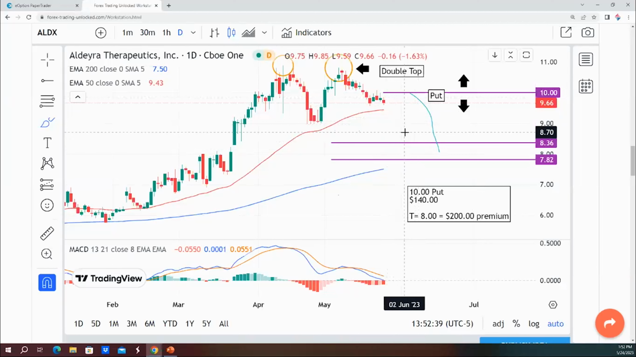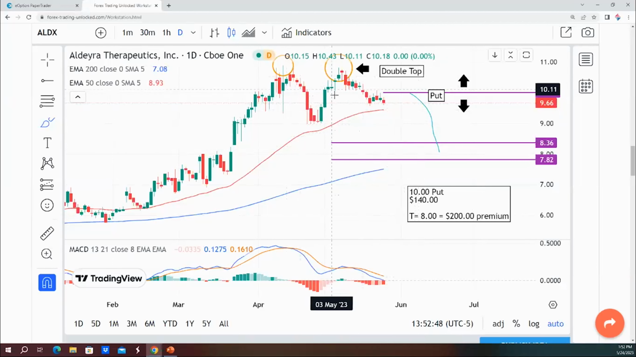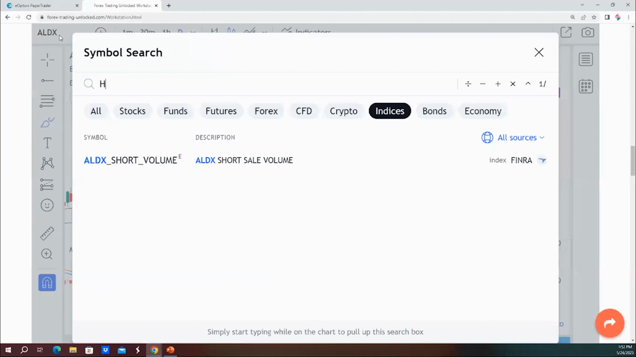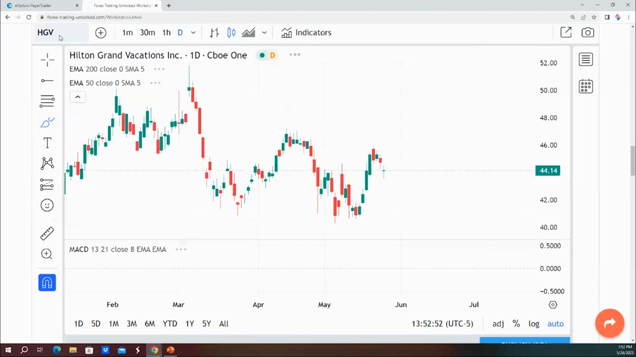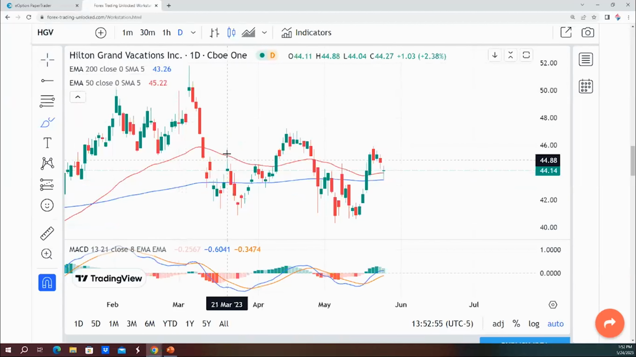Now let's see, I think we have time for one last one. Let's do one that you probably know. Let's see, HGV. Let's see what that looks like. HGV. What was that? That was a reverse head and shoulders. Okay. Yeah, here we go.